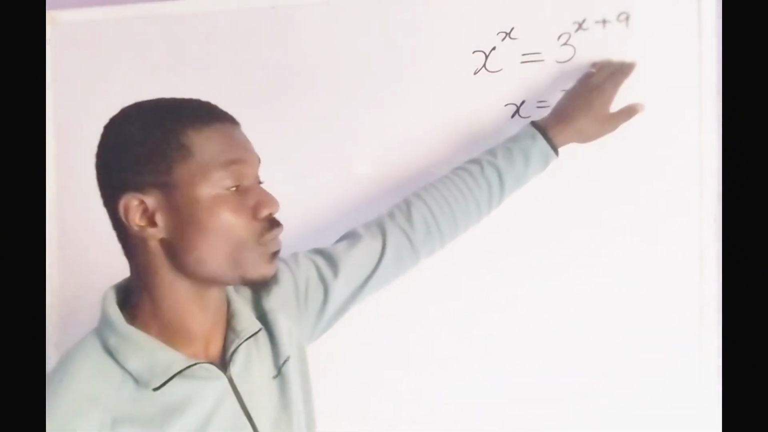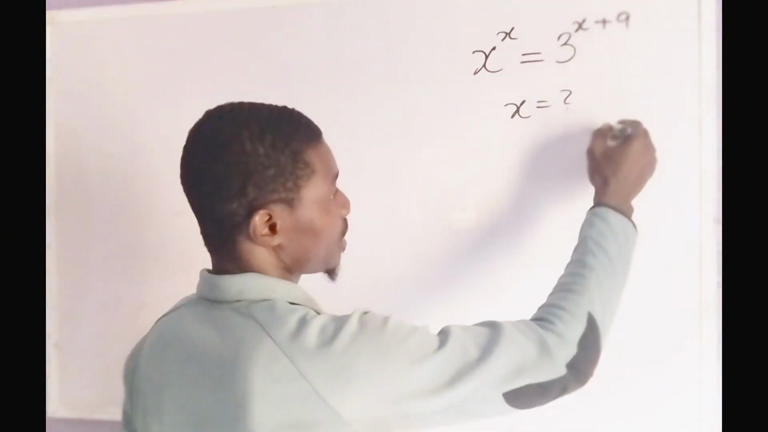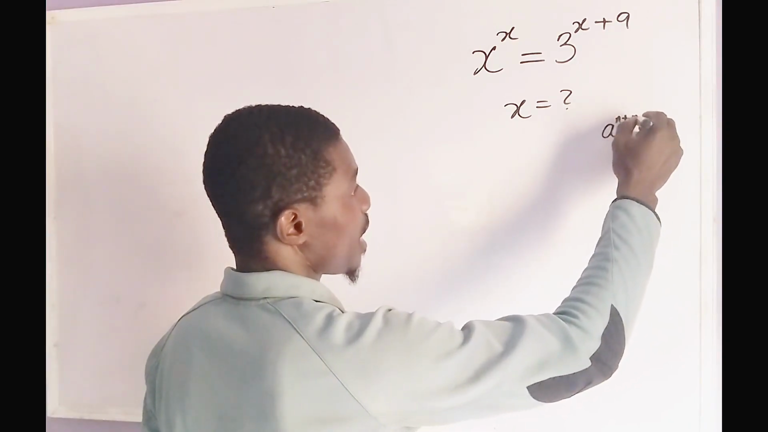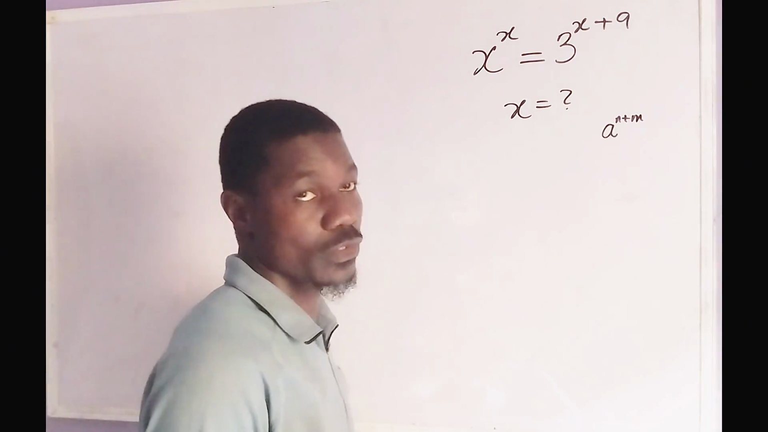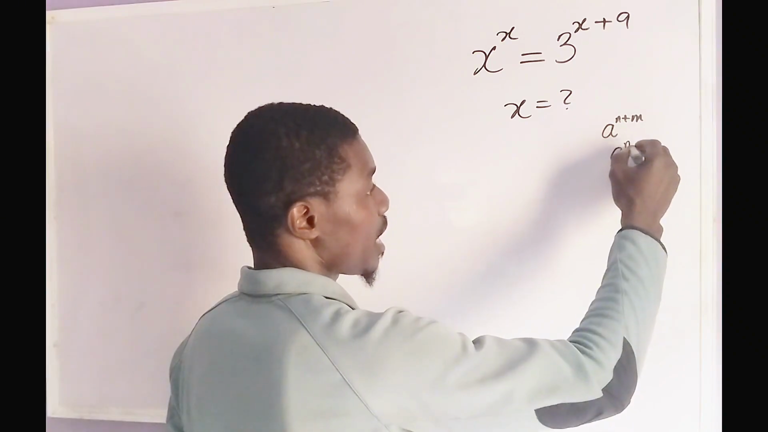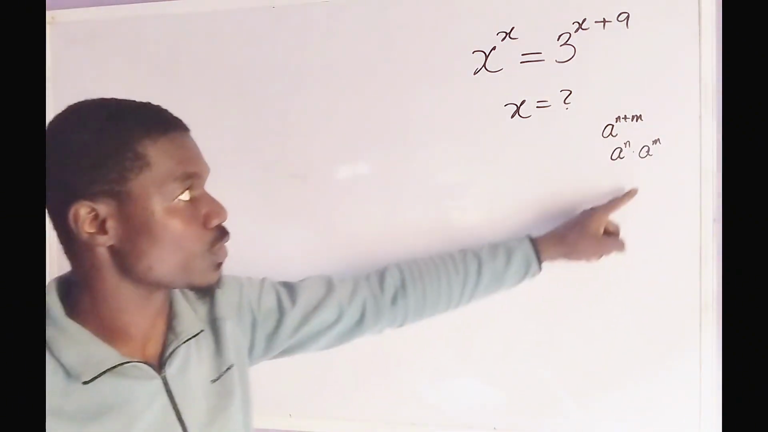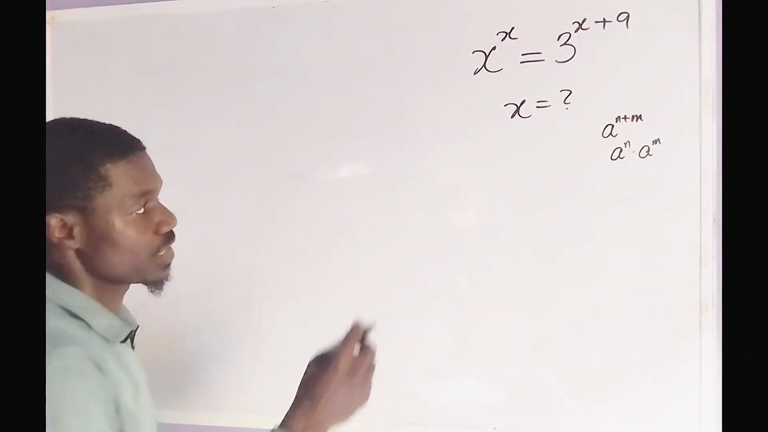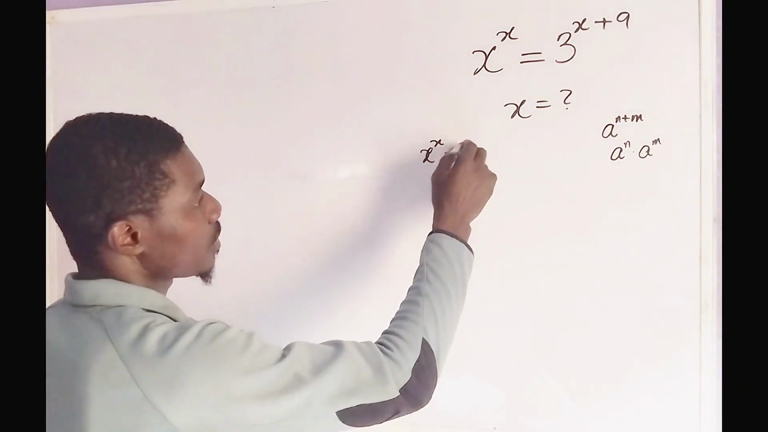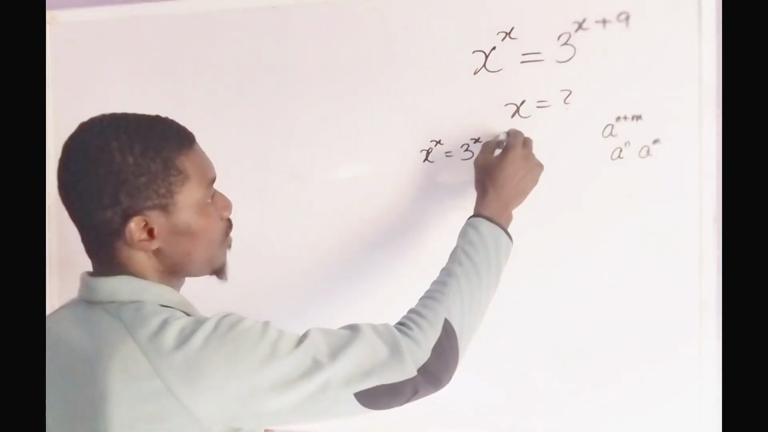Let's resolve the left hand side. According to the law of indices, a raised to the power of n plus m, resolving this will give us a raised to the power of n times a raised to the power of m. So applying this rule to the left hand side, here we have x raised to the power of x, then equals 3 raised to the power of x times 3 raised to the power of 9.